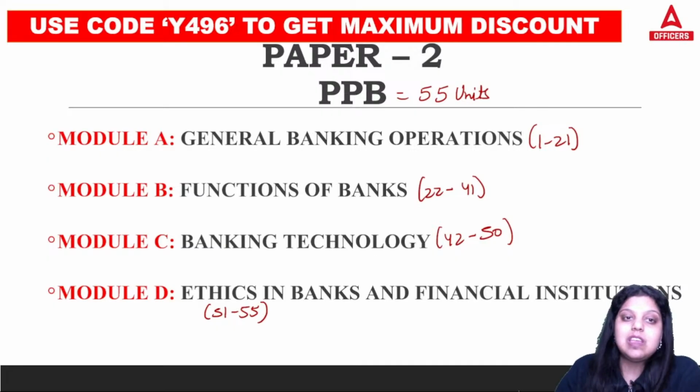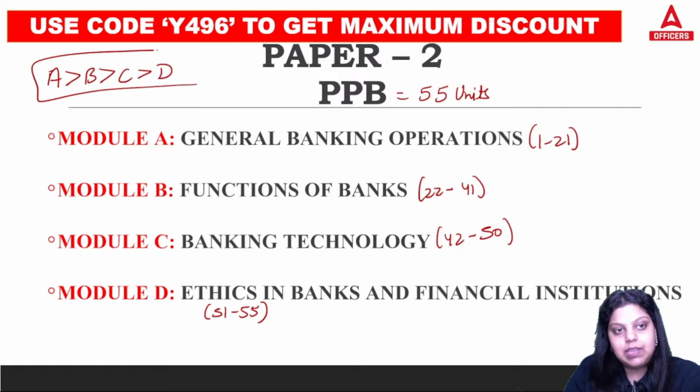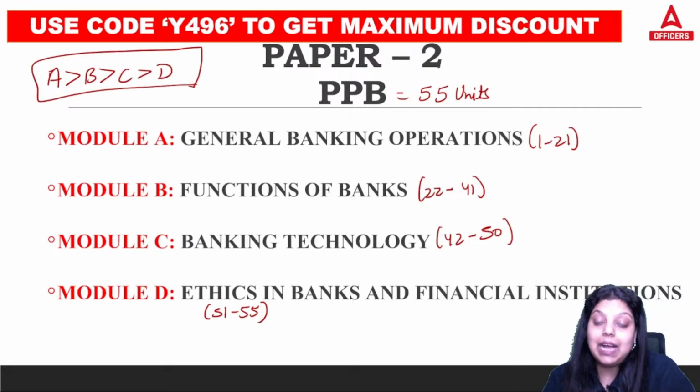The sequence to be followed in PPB is A, B, C, and D. The same sequence you have to follow that has been given in your book: A module first, then B module, then C, and then D. This sequence has to be followed to clear the concepts as well as for the last month of your preparation. The same importance is given.